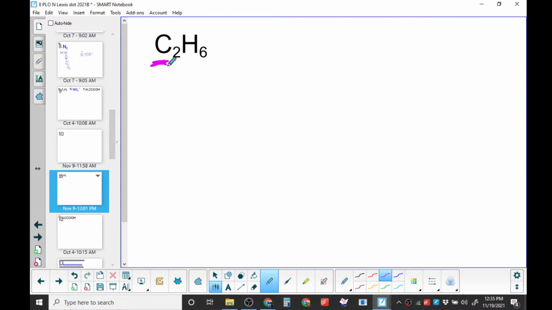We will hopefully be playing with these at the end of the year. You'll get some molecular model kits. So here's my C2 molecule. Can I join and make a double bond? Yes. Is this one happy? No. So I make another one.